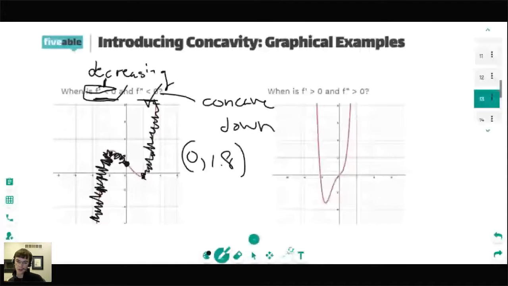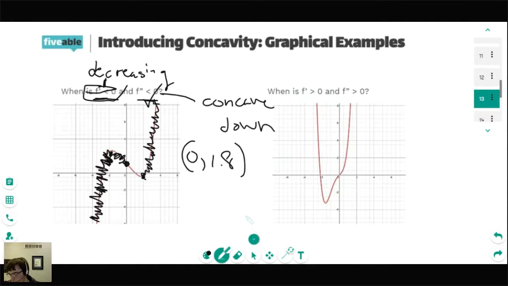All right, so moving on to this second example problem, when is f prime greater than 0 and f double prime also greater than 0? So f prime is greater than 0 if you look at a little chart that we made earlier, or you just know, okay, the derivative is greater than 0, which means the slope has to be positive, which means the function is increasing.